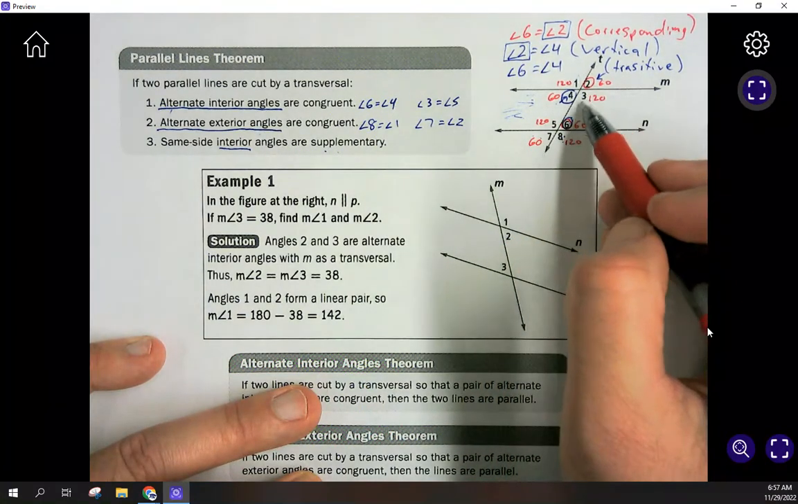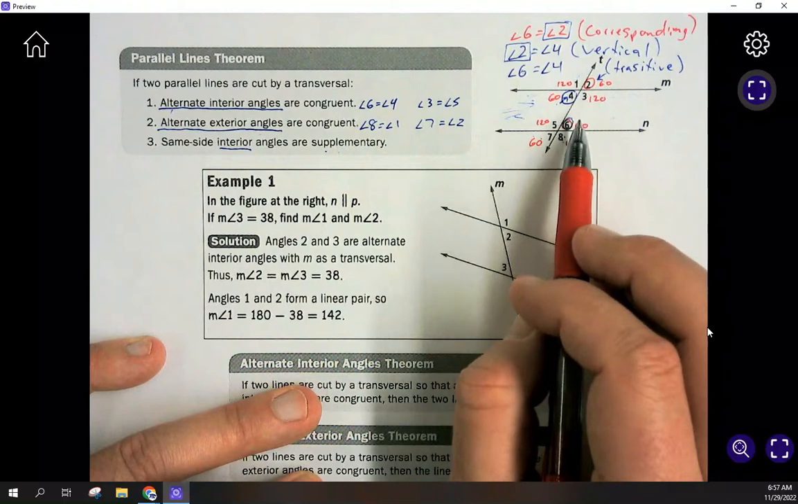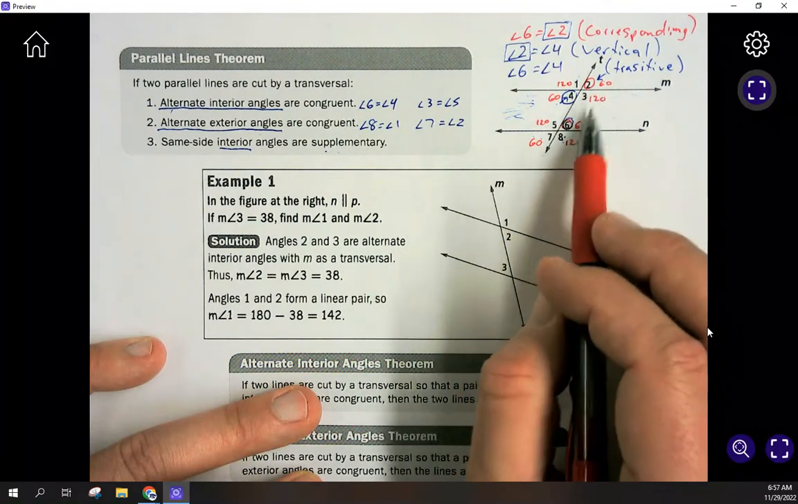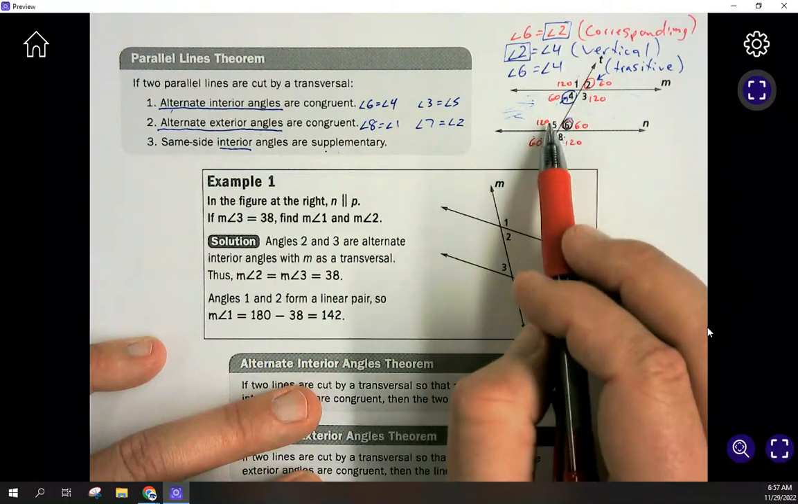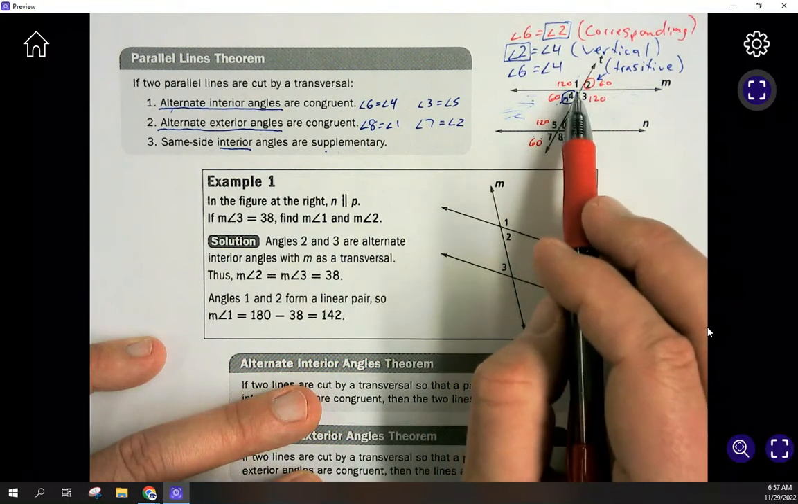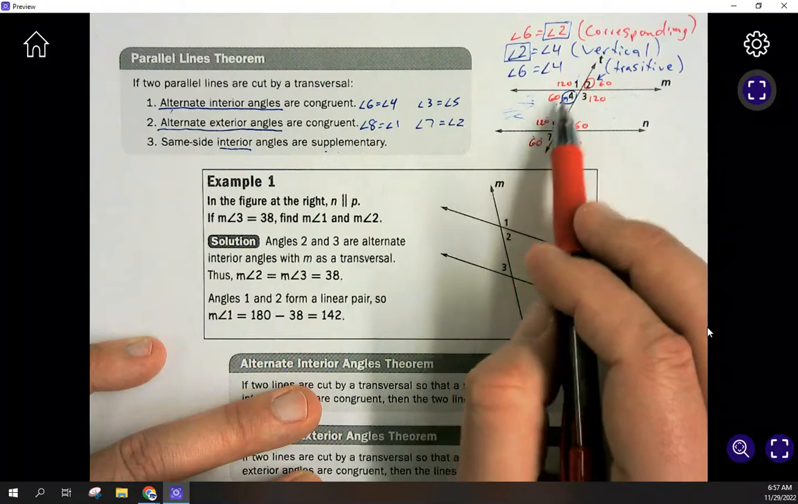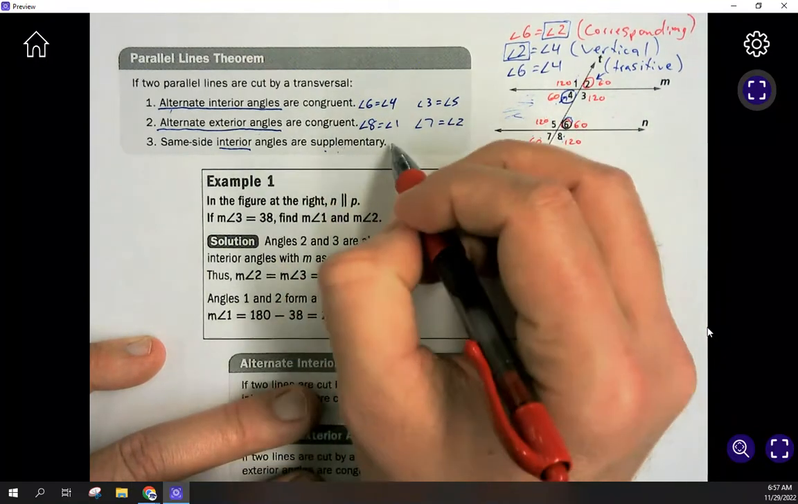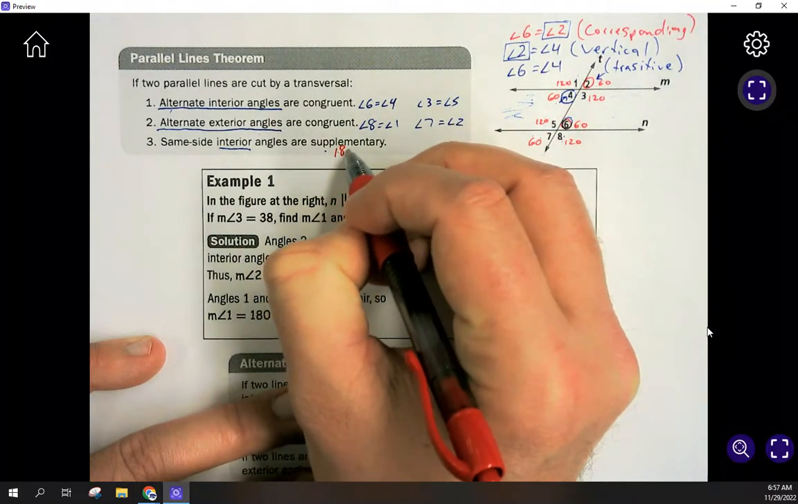So if you look at the same side interior now and just directly relate those, 3 to 6, they're always going to add up to 180. Look at these two, same side interior. 4 and 5 are always going to add up to 180. They're always going to be supplementary. So make sure you know supplementary is 180.